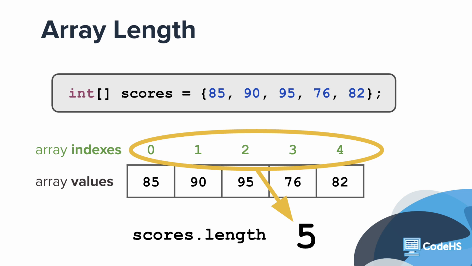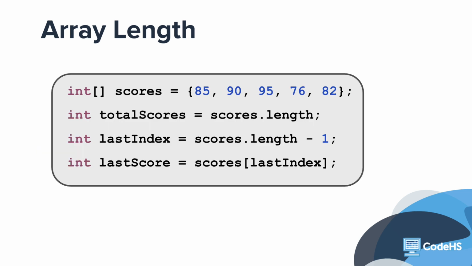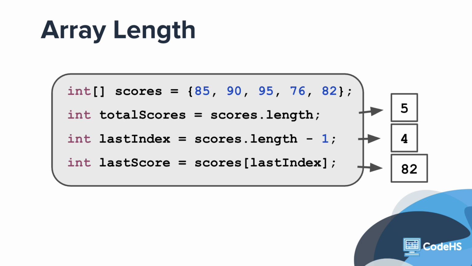Take a look at this example. Can you guess what the value of each variable is here? Total scores is 5, the length of the array. Last index is 4, the length of the array minus 1, and last score is 82, the score at the last index of the array.